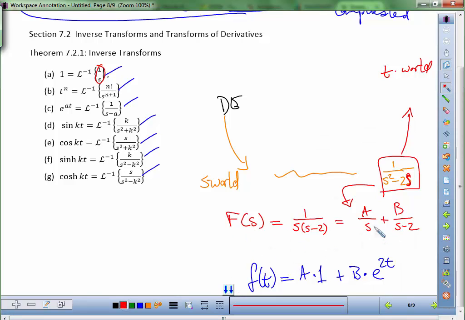So we're able to take advantage of the linear transformation not only going from the T world to the S world, but also going from the S world back to the T world. Because the Laplace transformation is a linear transformation, the inverse Laplace will also be a linear transformation, and this is what we have. Okay, so this would allow us to go back. Any questions?